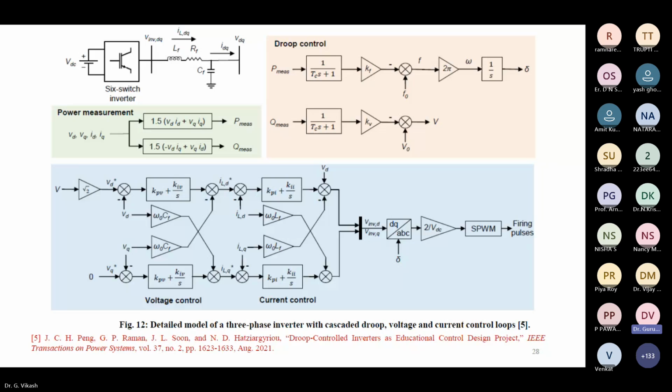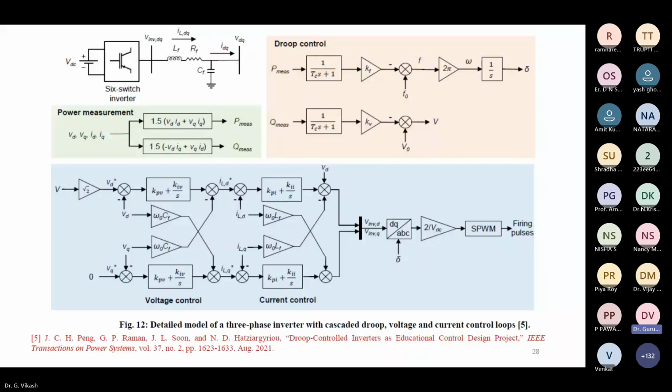They are planning to add one chapter or one unit that is purely related to inverter-based power generation and control of the inverter. How? From that paper, I have taken this figure 12. It is a detailed model of a three-phase inverter with cascaded droop, voltage, and current control loops. Already, I have explained how to implement the droop control in MATLAB.